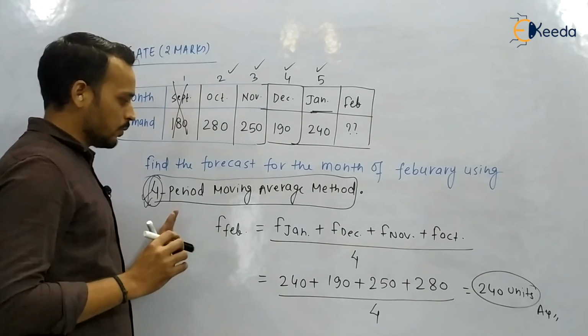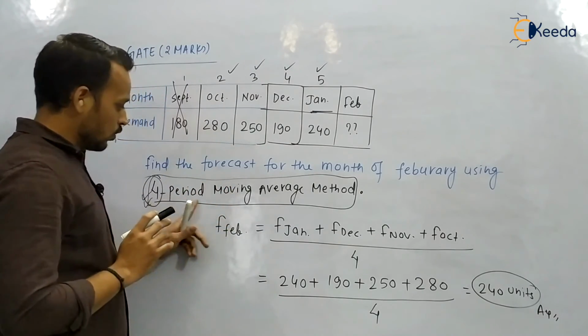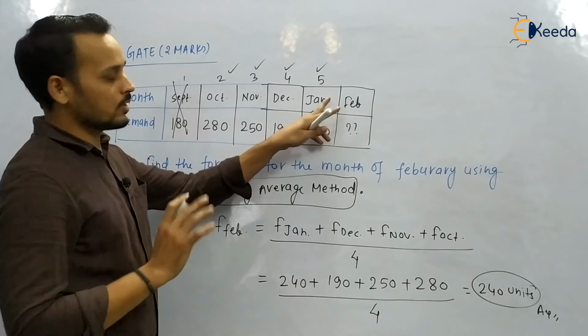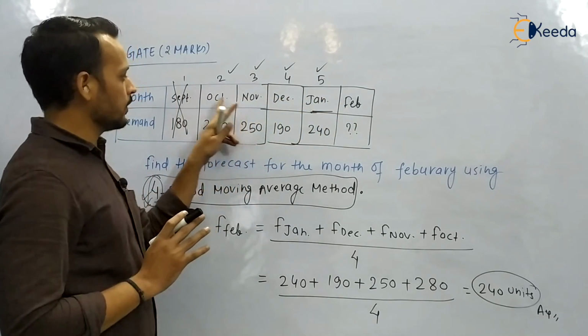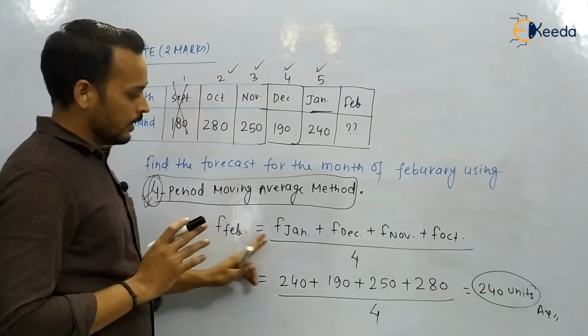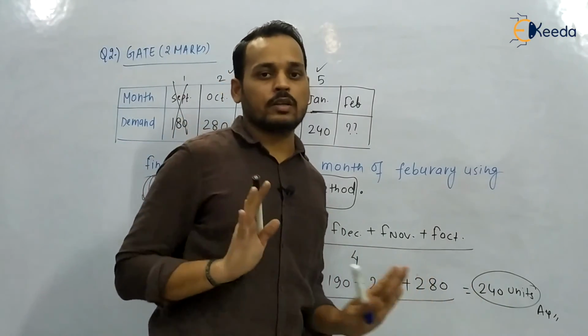The question is very simple. It is a 2 marks question, using 4 period moving average method. Just take the 4 data from the recent. For February, 1, 2, 3, 4 will be the recent, and this will be the oldest. So discard it and take the average. 240 is going to be the final answer.